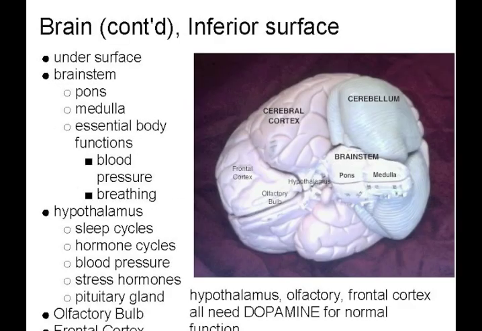Here's an inferior view of the same brain model where we see the brain stem consisting of pons and medulla that control the essential body functions of blood pressure and breathing. In front of that you see the hypothalamus, a small area in the center that controls sleep cycles, hormone cycles, blood pressure subtleties, stress hormone released by the pituitary gland. You also see the olfactory bulb, the frontal cortex. What's important is that all these areas in front of the brainstem require dopamine to function normally.